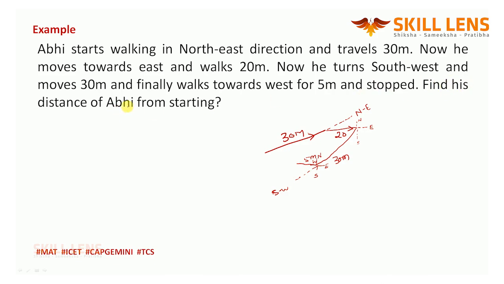Find his distance from the starting point. Guys, in the picture it may look a bit clumsy, but if you closely observe, this is 30 and this is going to be 20. That's why don't draw it clumsily. If this is 30, draw almost 20. And this is the 5 meters.